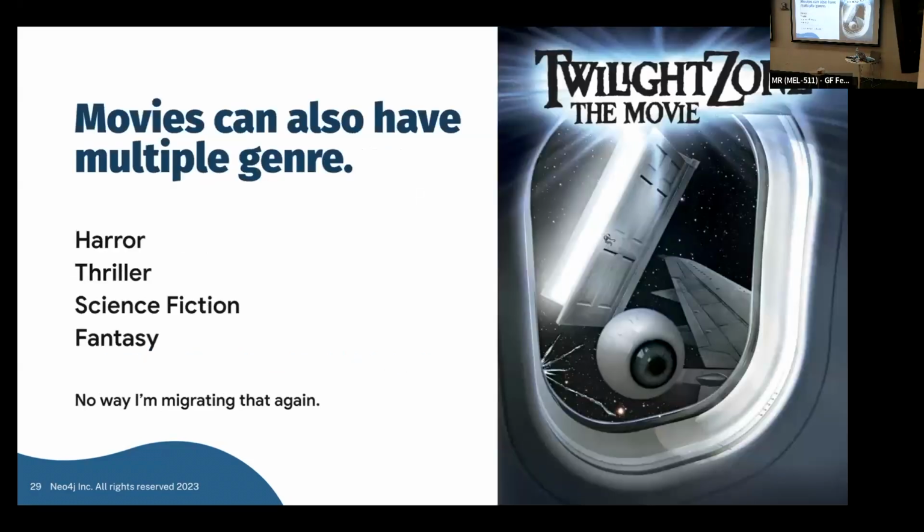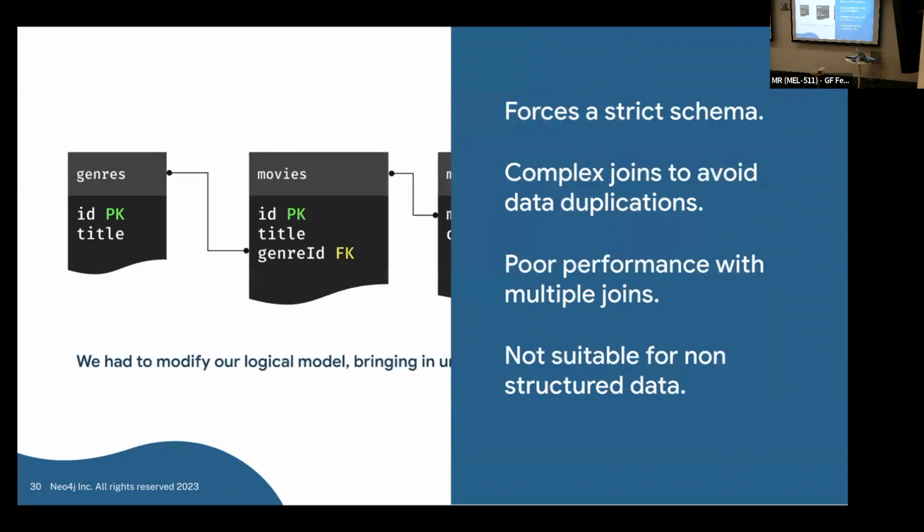But the movies can also have multiple genres, right? Now, I'm not going into depth of how you do that, but I know that eventually if you have the data, it becomes super complex when you have to work with complex joins. You might have to avoid data duplication when you start using joins. It costs performance as well, and forces you into a strict schema. You can't change the schema every time.